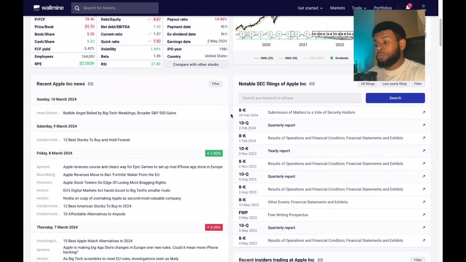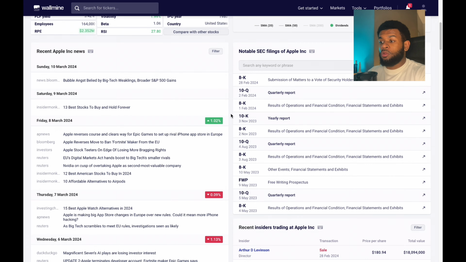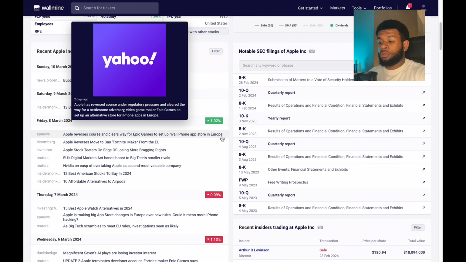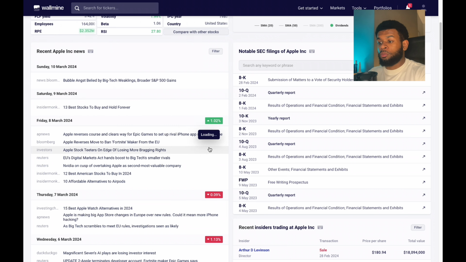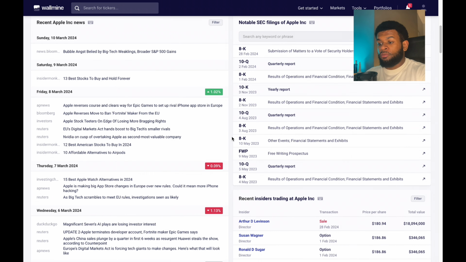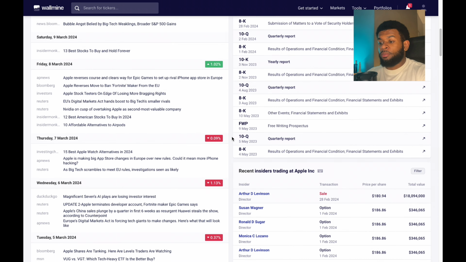What I like to do is scroll down and have a look at the news. Okay, so there are sometimes different news articles that come up here from different websites like Yahoo Finance or Bloomberg, but I like to use Wallmine because it brings all of that data together into one place. So you're not going on to different websites. It kind of brings everything together, and you can have a read of different events that have happened within either the industry or the specific company that you're looking at.